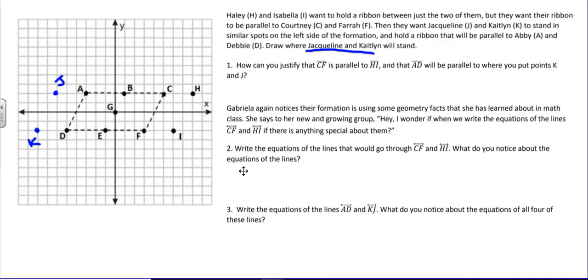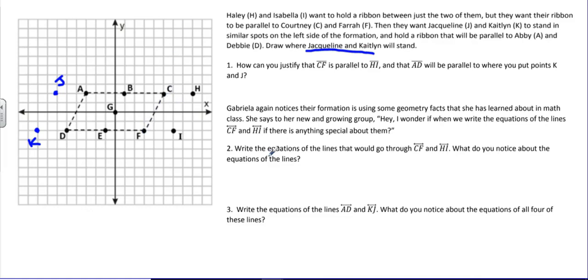So Gabriella notices that her formation is using some geometry facts that she's learned about in math class. She says to her new and growing group, hey, I wonder if when we write the equations of the lines CF and HI, there's anything special about them. So let's write the equations of the lines that would pass through points C and F, making line CF, and then also line HI. And what do we notice about the equations of those lines?